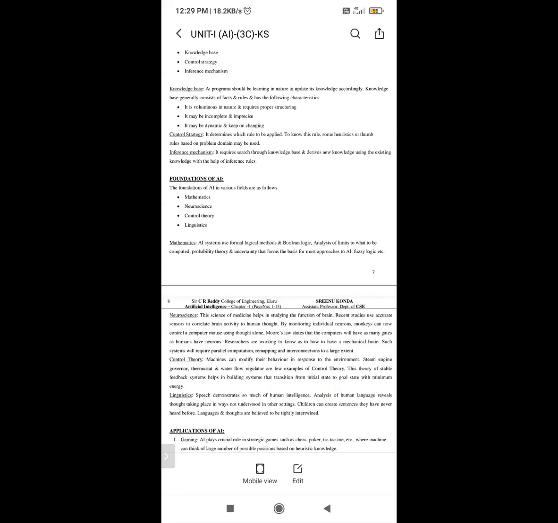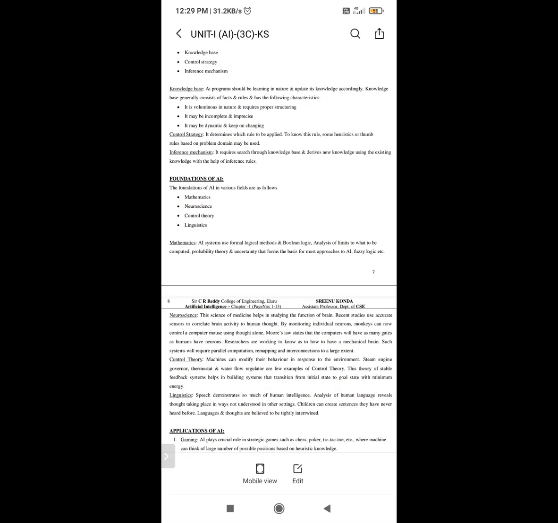Second characteristic is it may be incomplete and imprecise. అంటే ఏంటి? సో నాలెడ్జ్ అనేది కంప్లీట్ గా ఉండకపోవచ్చు, ప్రిసైజ్ గా ఉండకపోవచ్చు. ఓకే. నెక్స్ట్ వన్ ఇట్ మే బి డైనమిక్ అండ్ కీప్ ఆన్ చేంజింగ్. సో అది స్టాటిక్ గా ఉండదు, అప్పటికప్పుడు నాలెడ్జ్ అప్డేట్ అవుతూ ఉంటుంది కాబట్టి ఇట్ ఈస్ డైనమిక్. ఓకే, డైనమిక్ అండ్ కీప్స్ ఆన్ చేంజింగ్. అండ్ నెక్స్ట్ కమింగ్ టు ద సెకండ్ వన్, కంట్రోల్ స్ట్రాటజీ. సో కంట్రోల్ స్ట్రాటజీ tells us which rule is to be applied at what time, అంటే ఏ టైంలో ఏ రూల్ అప్లై చేయాలి అనేది. ఓకే, దట్ ఈస్ నథింగ్ బట్ కంట్రోల్ స్ట్రాటజీ.